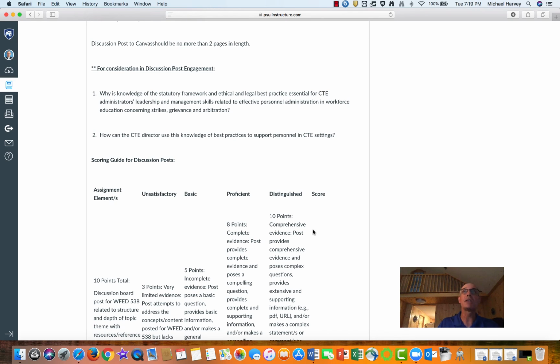This is the interaction on the discussion board between class members, basically the statutory framework, legal best practices, and then the leadership and management skills that are associated with that. Concerning strikes, concerning grievances, and concerning arbitration. These can be very challenging and very stressful experiences for the school administrator, particularly in workforce education and development. So what are the important needs to know, and then the frameworks that support that, and then what are potentially best practices that can support school personnel in CTE settings.